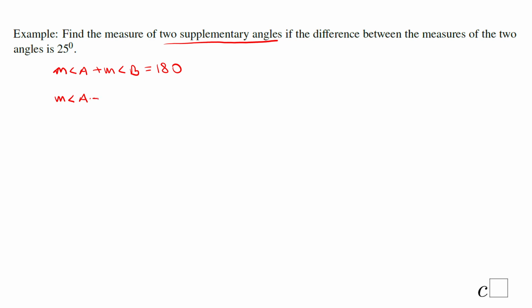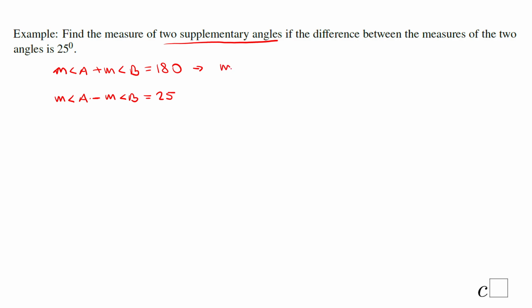So I'm going to say the measure of angle A minus the measure of angle B equals 25 degrees. Okay, so now can I find the measure of these two angles? It depends how much algebra you know. If you know systems of equations, you can simply use elimination, but let's say you don't know that. I will solve for angle A here, and I'm going to subtract angle B.